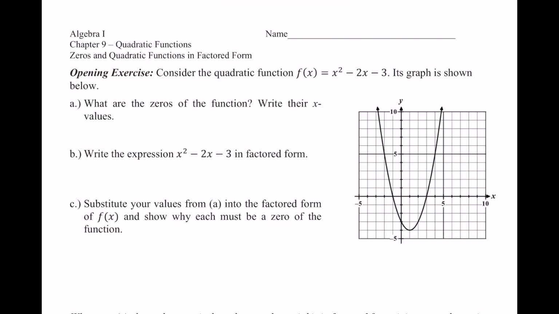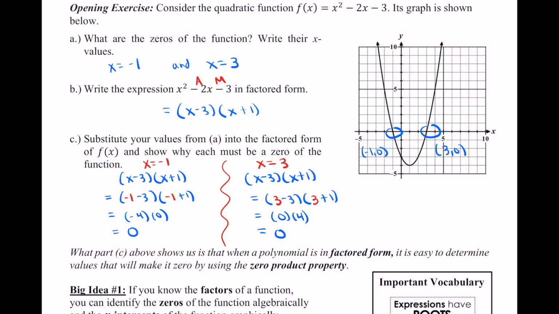At this time, I'd like you to pause the video and answer parts A, B, and C of the opening exercise. When you're done, please resume the video to check your answers. All right, for part A, what are the zeros of the function or their x values? So to answer this question, you should identify the x-intercepts from the graph and use their x values only for the zeros.